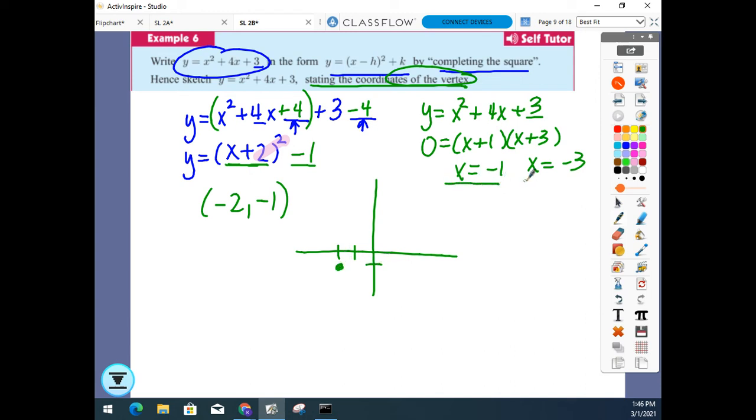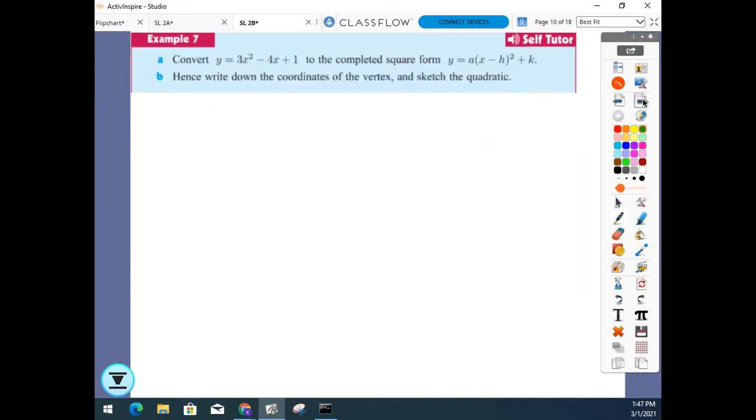But see how if I know my x-intercepts are -1 and -3, there's my parabola. The more pieces of information you have, the more accurate your graph will be. This only asks for the vertex, but if you can find other pieces to help, it's also good. All right, this one is even more complicated, but take a deep breath.